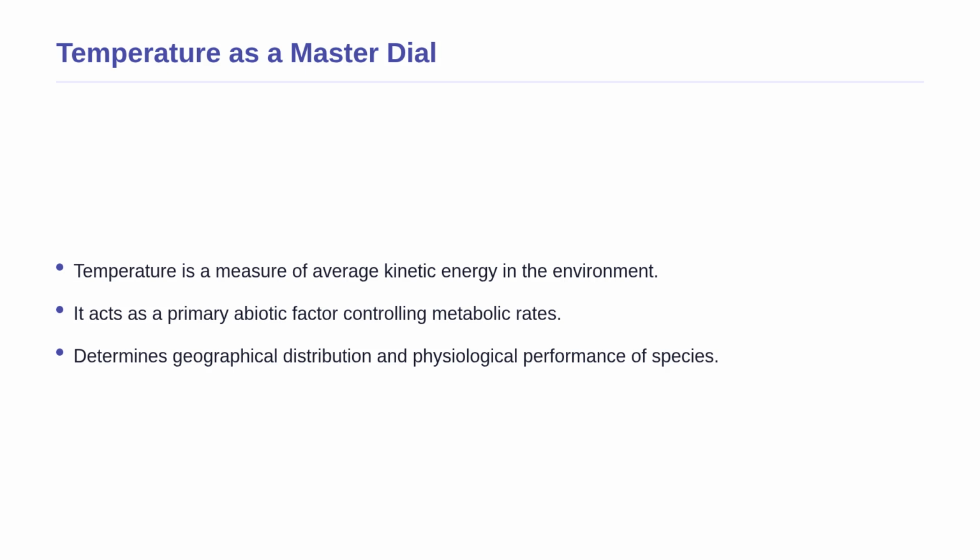It is formally defined as a measure of the average kinetic energy of molecules in the environment. This energy directly influences the metabolic rates of all living organisms. Because of this, temperature is a primary abiotic factor that determines the geographical distribution and physiological performance of species across the globe. It dictates whether a seed sprouts, a bear hibernates, or a coral reef thrives.